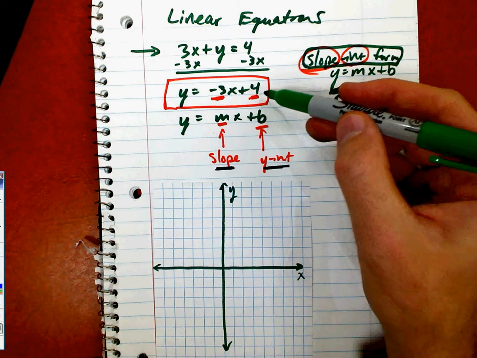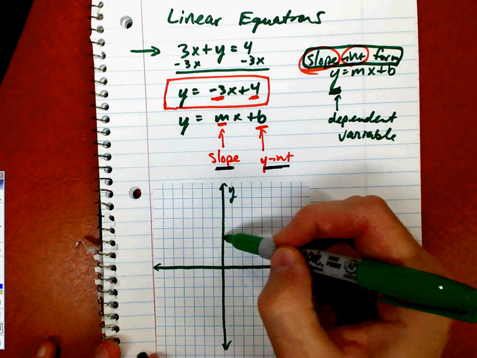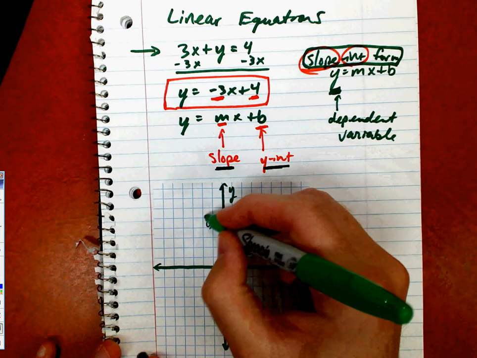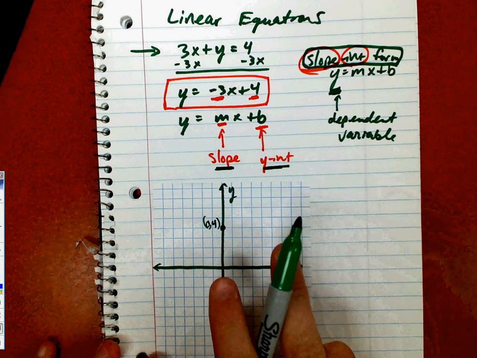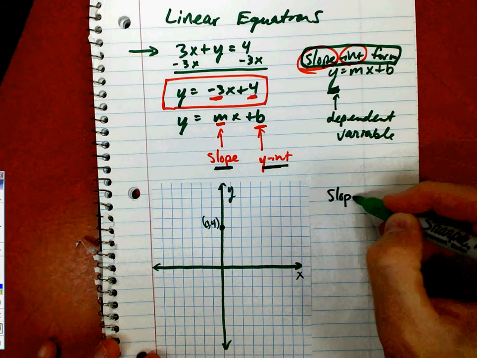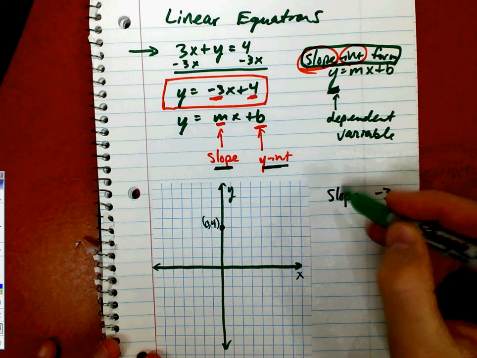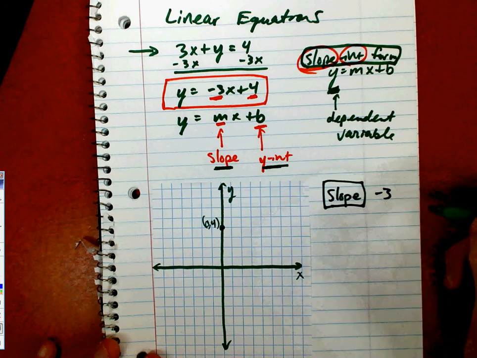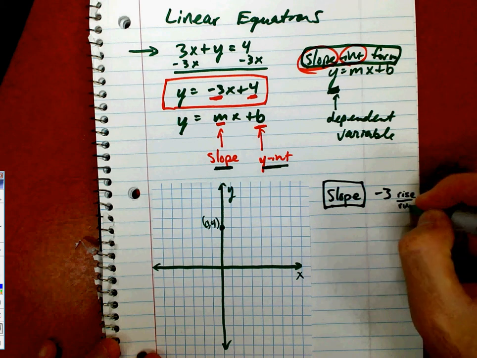Remember, in this case, our y-intercept is 4. So I'm going to come up here on the y-axis and plot the point (0, 4). And since 2 points determine a line, all I have to do is find the other point. So let's talk about this slope. If your slope, in this case, is negative 3, we always want to think of slope as a fraction. Think of slope as a fraction because it's going to determine our rise over our run.